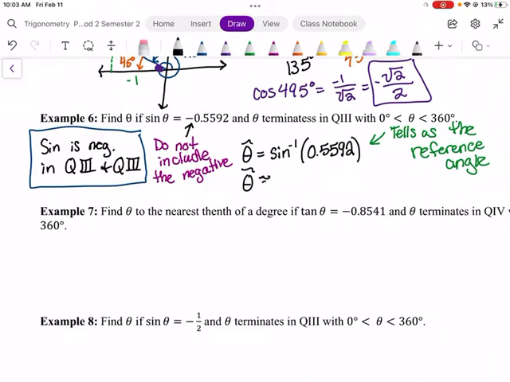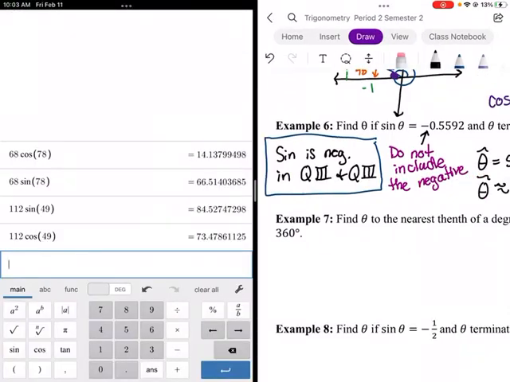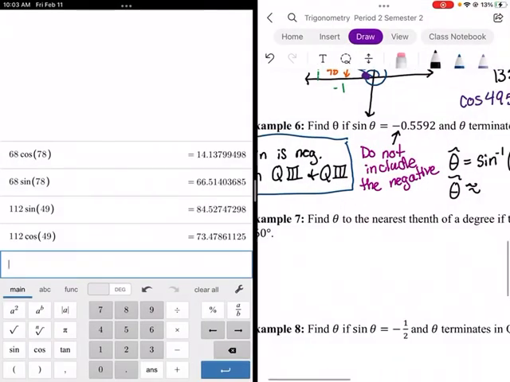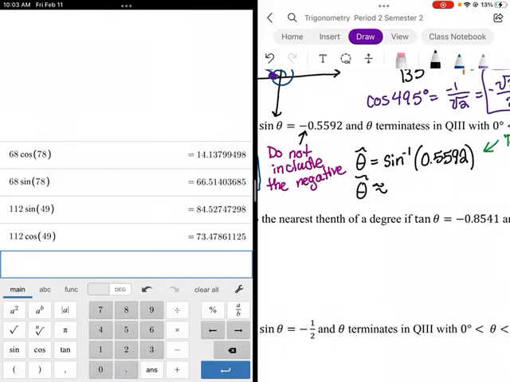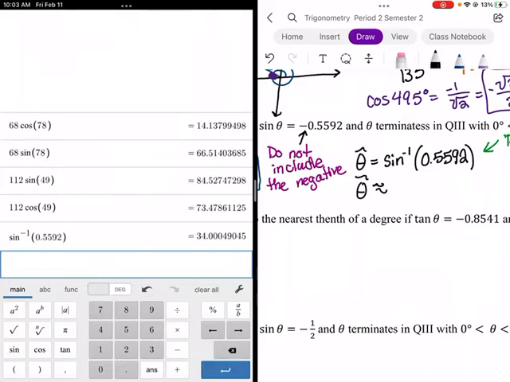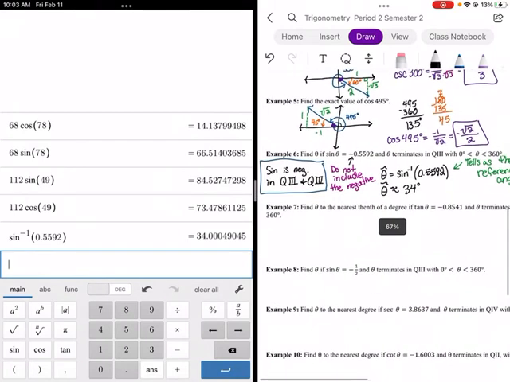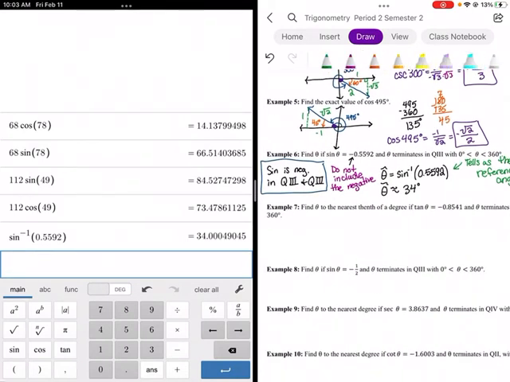So you're going to want to go ahead and grab a calculator, and then we type this into our calculator to get that value. And this is 0.5592. So this is about an angle of 34 degrees. So that's our reference angle. They wanted us to find theta, which terminates in quadrant 3.